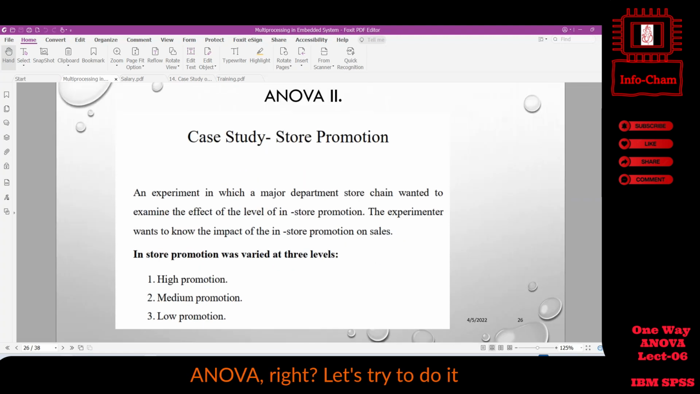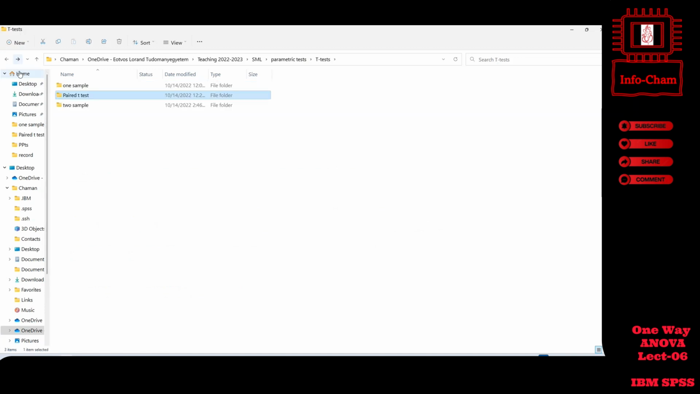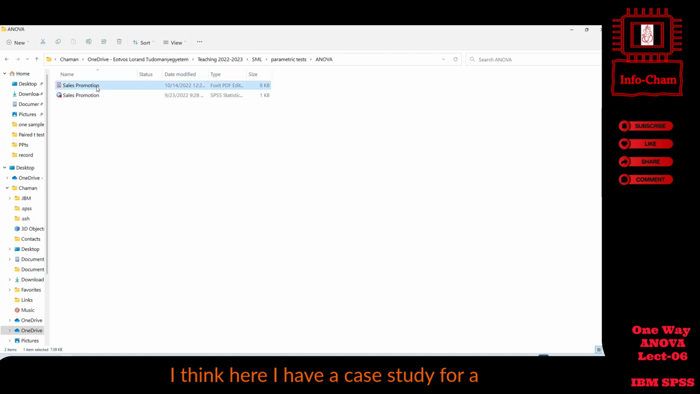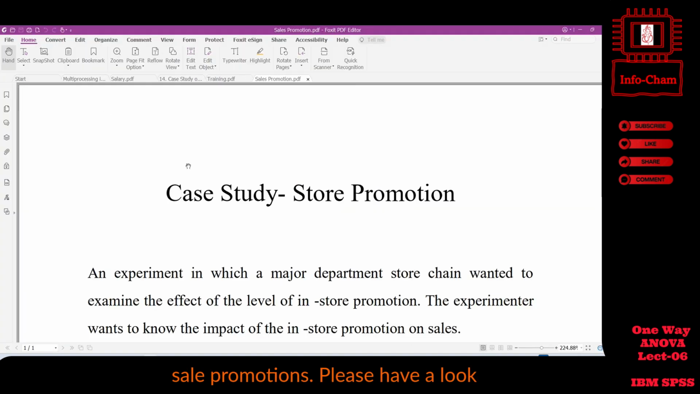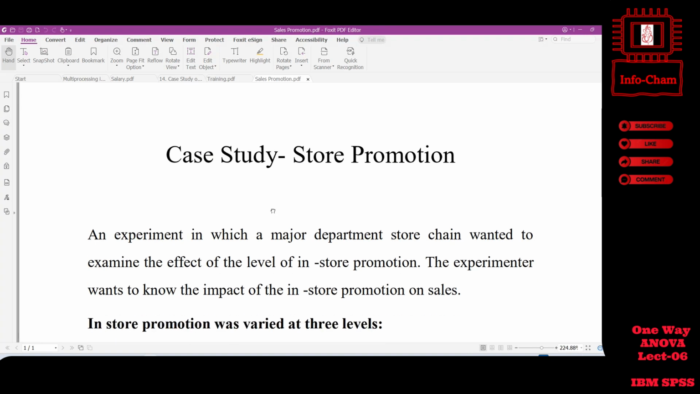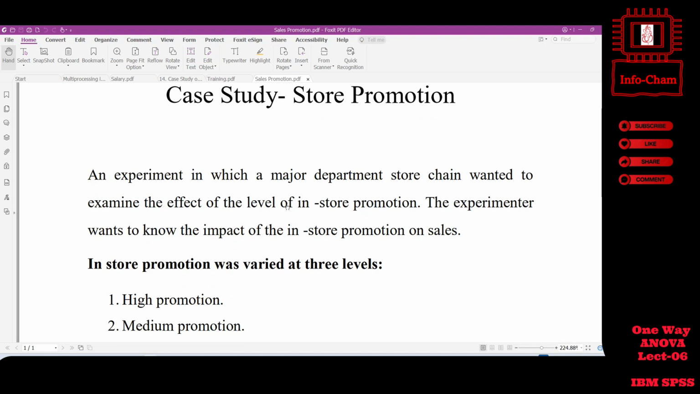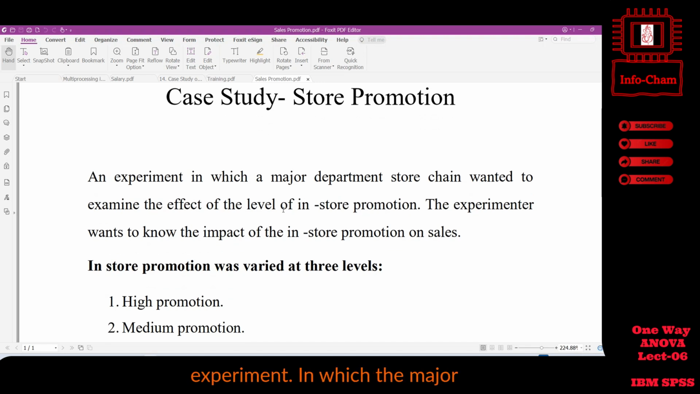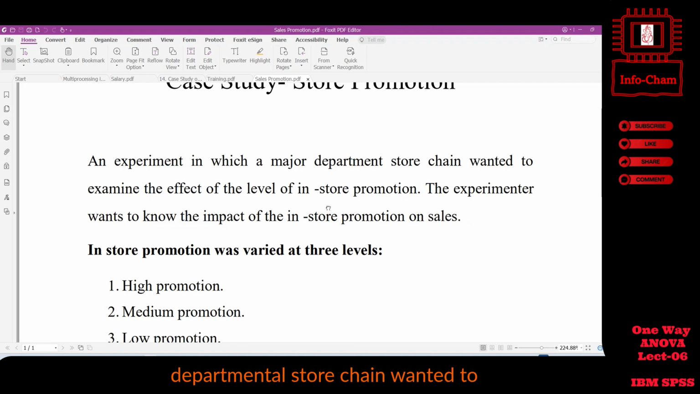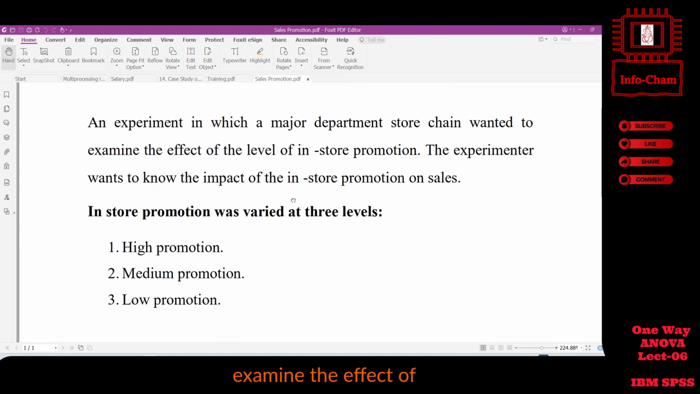Okay, so have a look at the case study of the ANOVA, right? Let's try to do it here. I have a case study for sale promotions. Please have a look. This case study tells of an experiment in which a major departmental store chain wanted to examine the effect of the level of in-store promotion. Because they want to promote their store or company, the experimenter wants to know the impact of the in-store promotion on the sale.